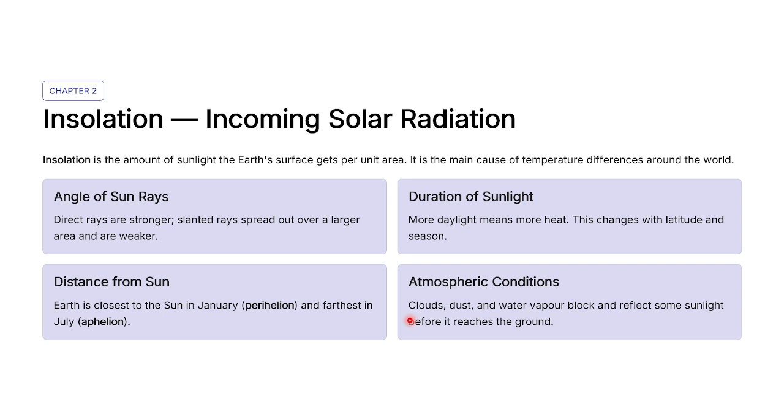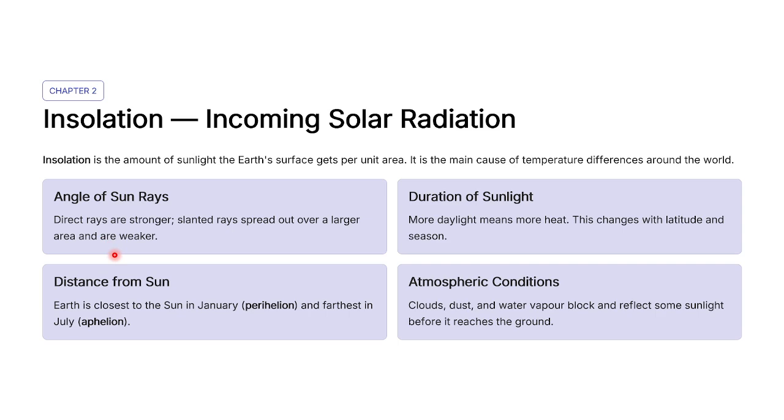Okay, insolation and incoming solar radiation. So, what is insolation? Insolation is the amount of sunlight the Earth's surface gets per unit area. It is a main cause of temperature differences around the world. Insolation depends on the angle of the sun rays. Direct rays are stronger, while slanted rays spread out over a large area and become weaker.